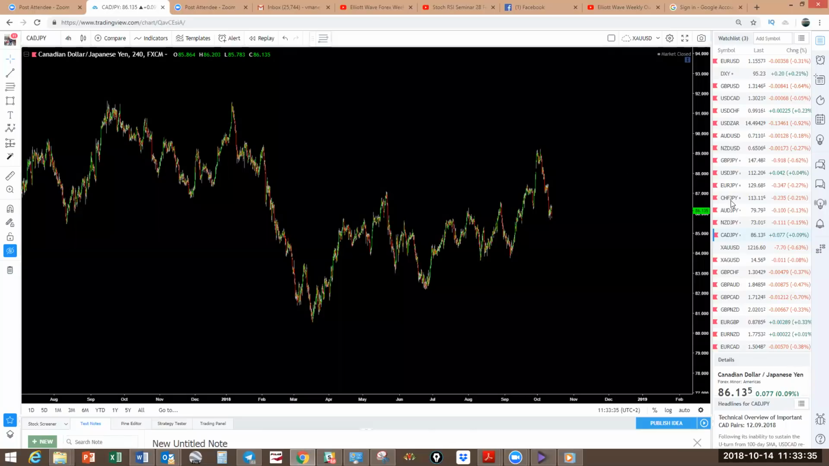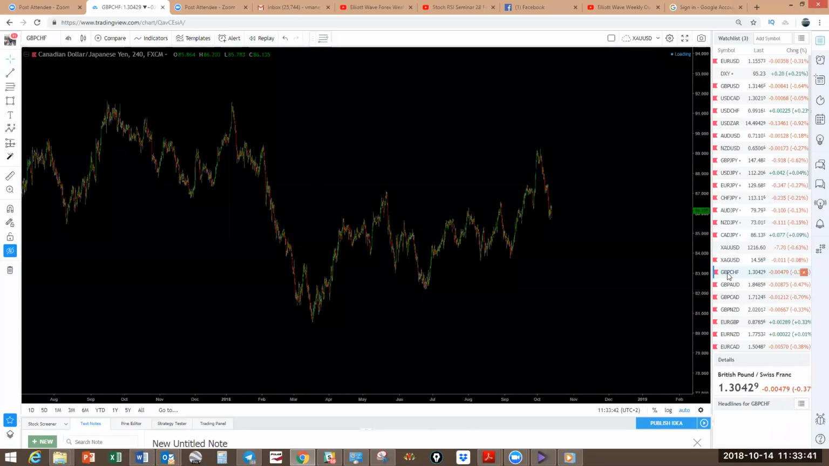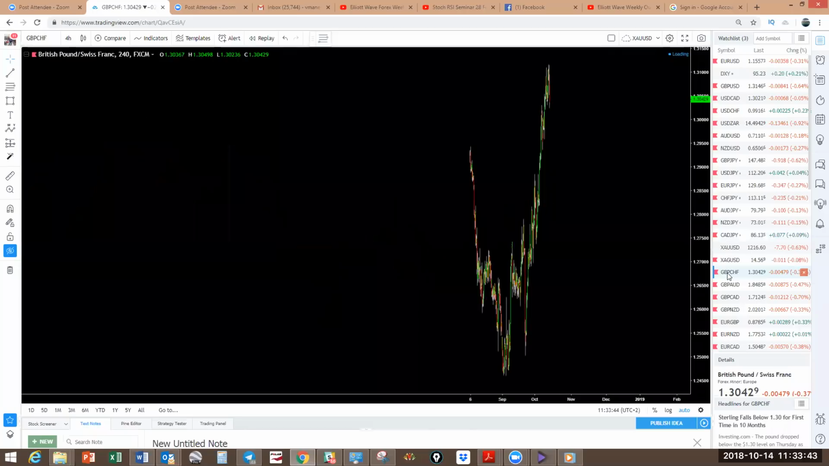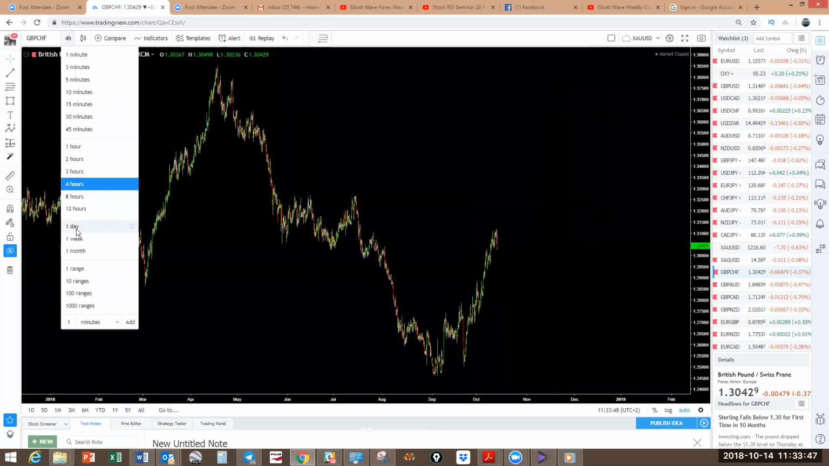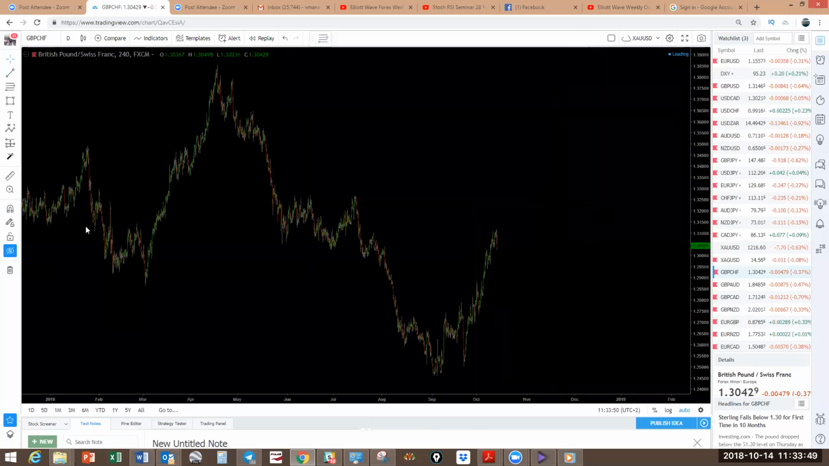Right. That's all the yen pairs. US dollars we've already done. Let's do the pound pairs. Now the pound pairs, if you go back to the daily charts that we discussed last week, you'll see that they've all rallied as we've discussed.